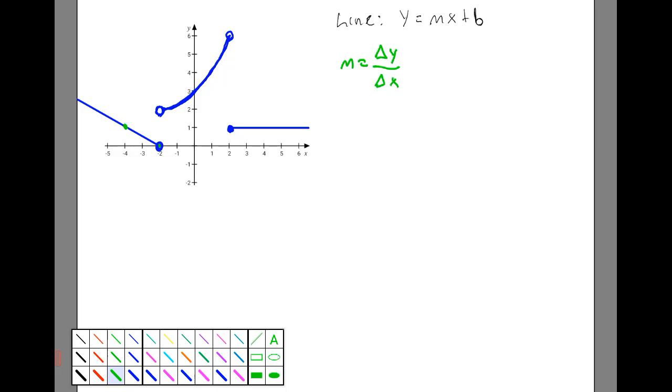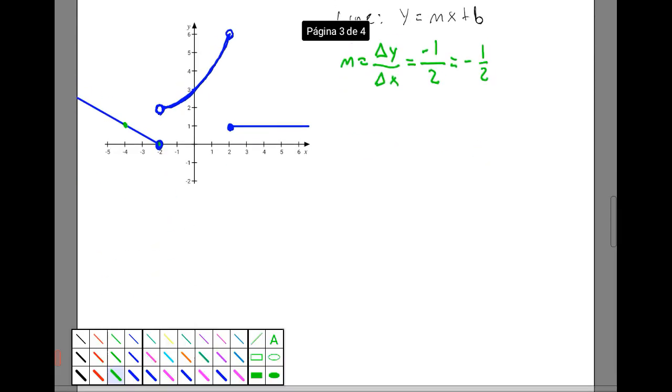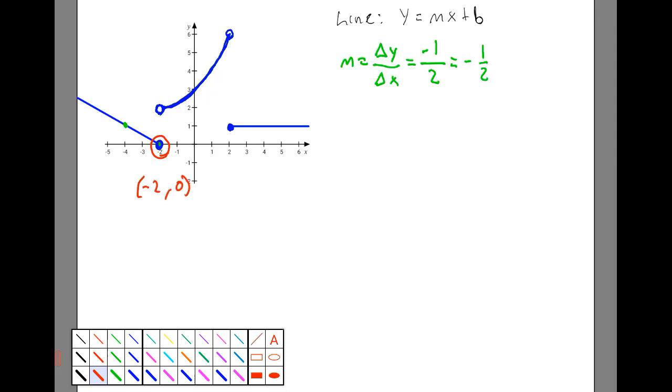The change in x for those points, from -4 to -2, is 2. And the change in y is from 1 to 0, so that means it's -1. So the slope is -1/2. Then we can plug the values into the general formula of a line. We can use any point. In this case, I would like to use this point, with coordinates -2 on x, 0 on y.